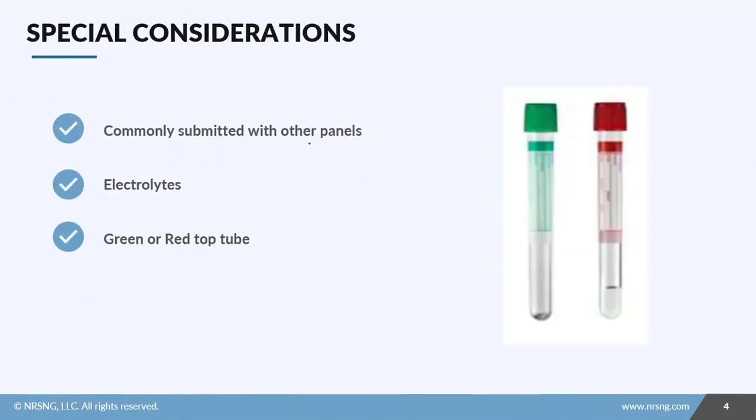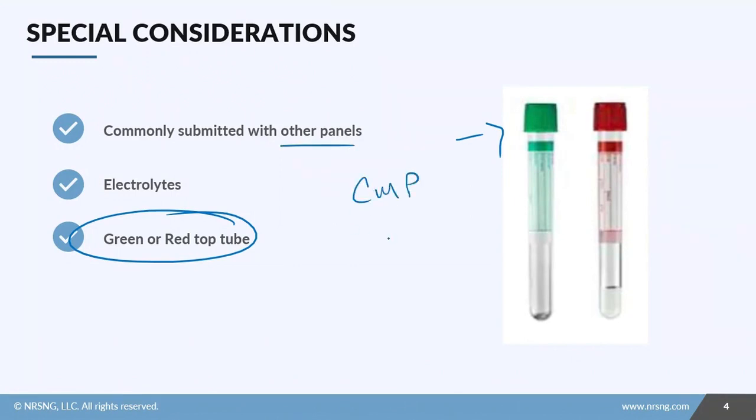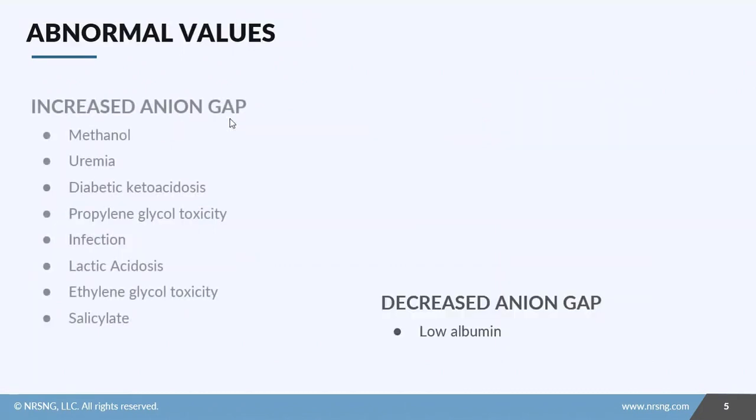So things that we need to think about when we're submitting these samples, we're going to use the red or the green top tubes to submit them. They're commonly going to be submitted with other panels, so maybe your comprehensive metabolic panel, and it's also going to take into account the electrolytes.